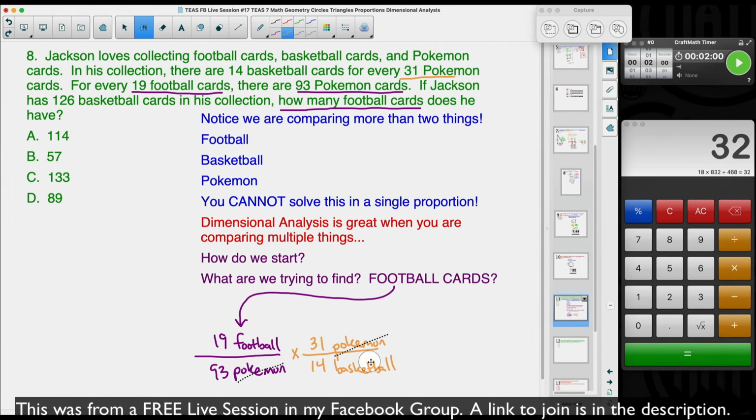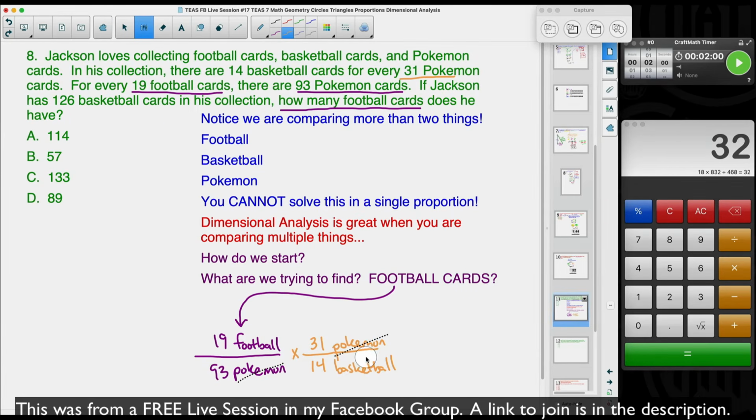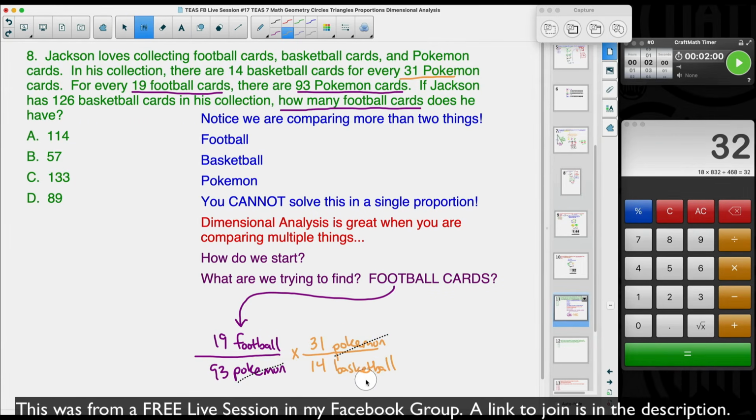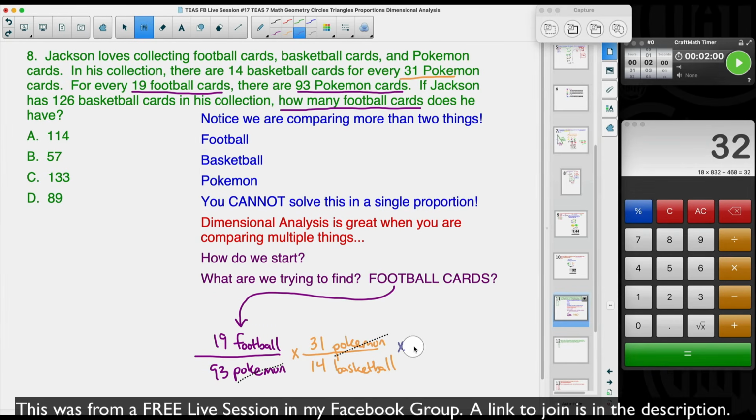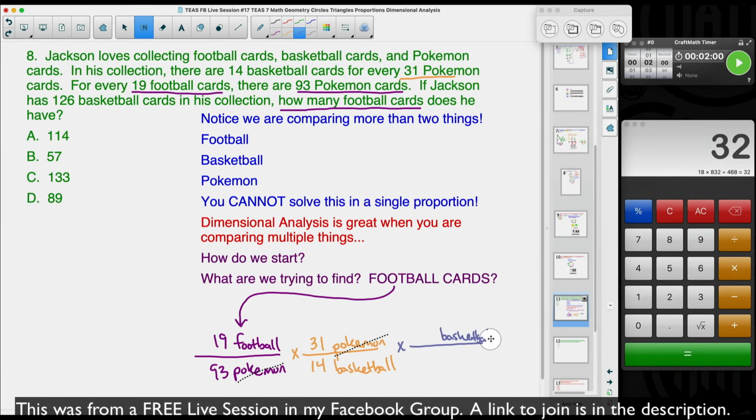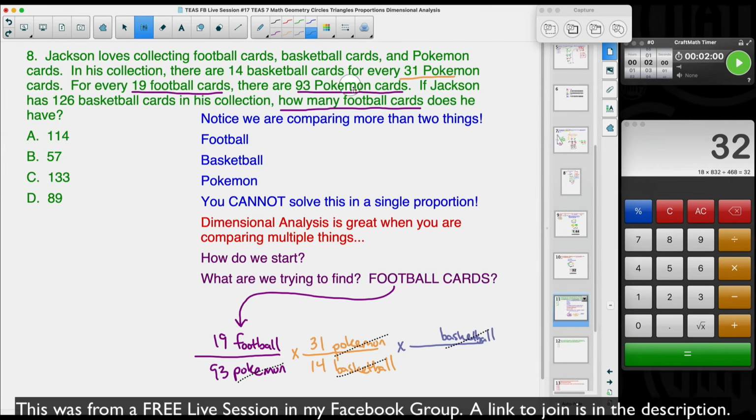Now, bear in mind, y'all, the only thing we want is football cards. That's why I got rid of Pokemon, because we don't want Pokemon cards. Well, now we got basketball cards popping up. We don't want basketball cards. So what we're going to do is create another fraction. And guess what? We're going to put basketball at the top. This will allow us to cancel out the basketball words.